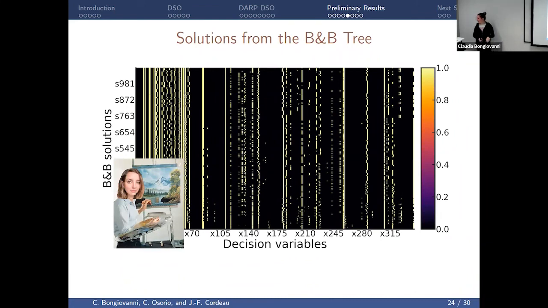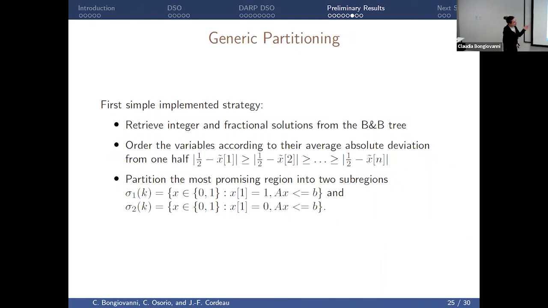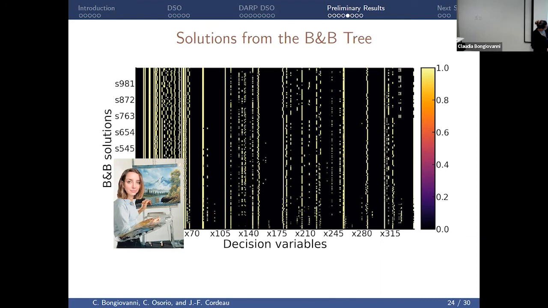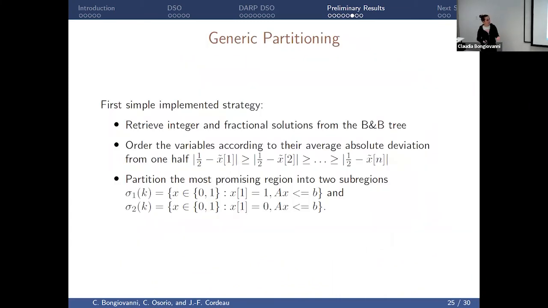And the first creative idea, not so creative to be honest, is let's take the generic partitioning that is proposed in the literature, so deviations from 1/2, but instead of using the values from the LP, let's use the average values from the MILP. So if I take one column here, one of the X decision variables, I take the average value of this decision variable. It can be most likely 0, most likely towards 1. And so I start partitioning based on these average values of X on all of the nodes of the branch and bound tree. And then, as in the literature, I partition the region by setting, for example, X1, which is the variable with the highest deviation from 1/2, to 1 or to 0.